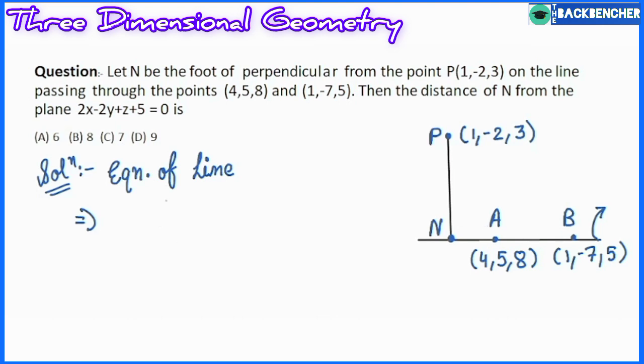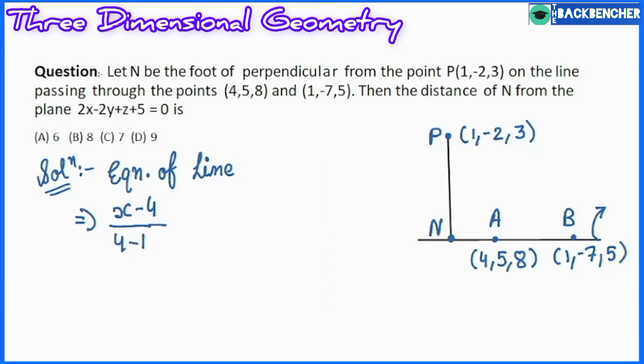So the equation of the line would be x minus the x coordinate of the first point, that is 4, so x minus 4. After that we have to find the direction ratios. Always keep that in mind: in the symmetric form of the equation of a line, the lower part is the direction ratio. For the direction ratio, you just subtract the corresponding coordinates, so 4 minus 1, that equals 3.